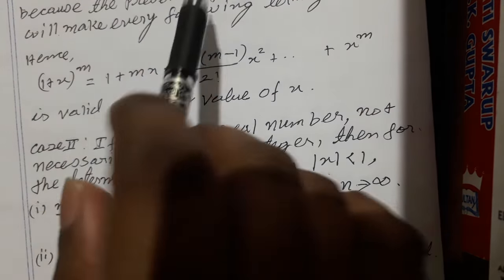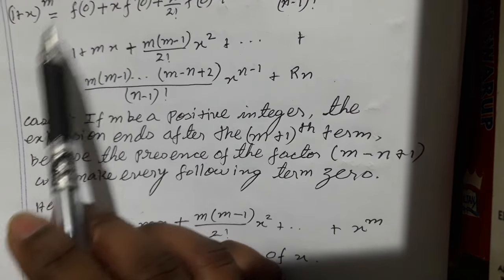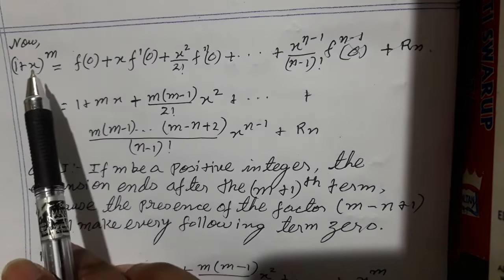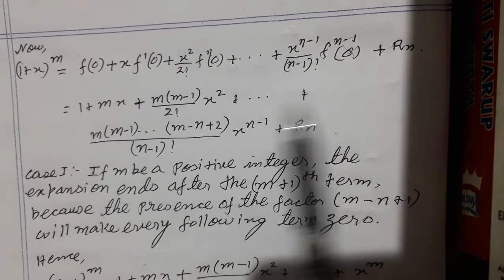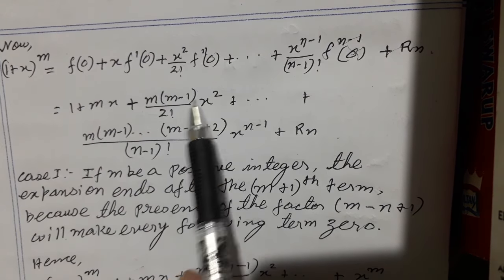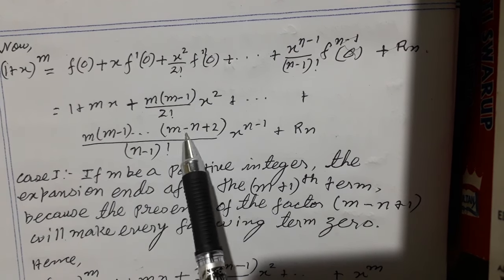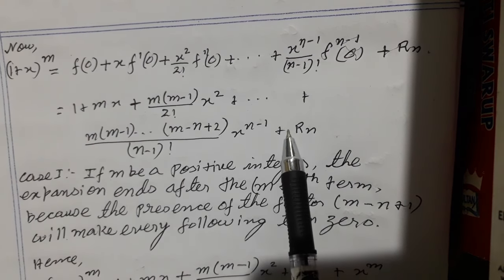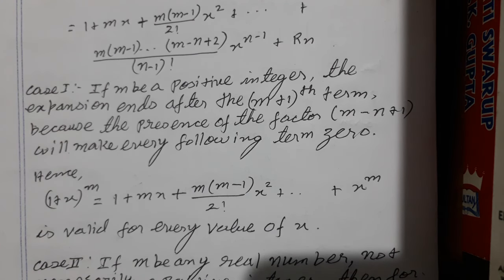Now we'll try to write this. This is 1 + x. We are trying to write the finite series of this (1 + x)^m. So this is the Maclaurin theorem in finite series, but we are writing in Cauchy form. So we get 1 + mx + m(m - 1)/2! x^2 + and so on, + m(m - 1)...(m - n + 2)/(n - 1)! x^(n-1) + R_n. Now this we get here R_n.